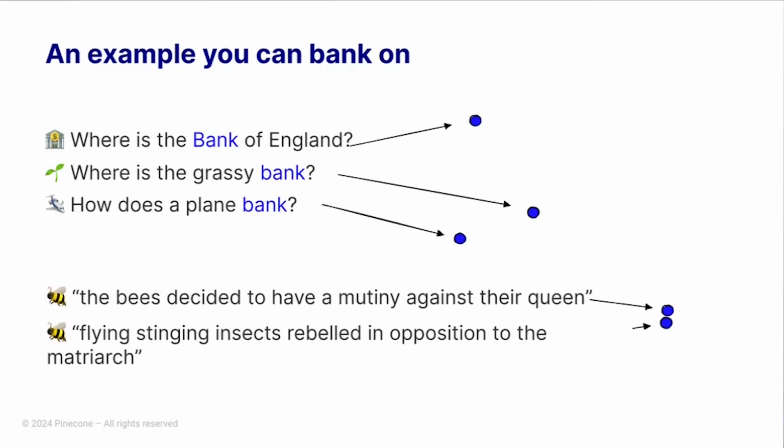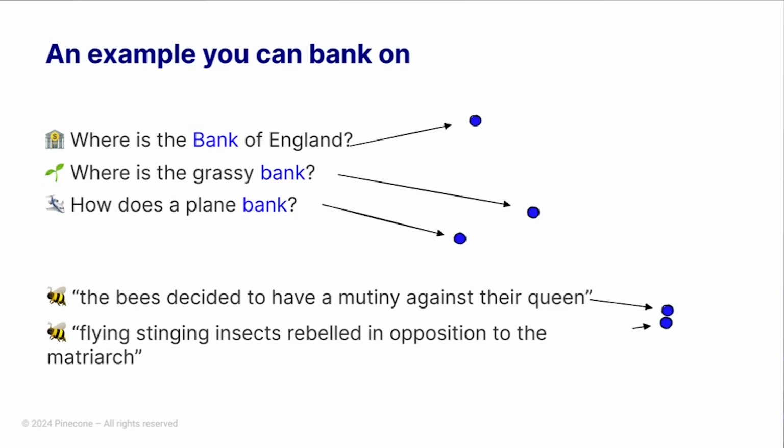You'll forgive me for the pun, but here's an example you can bank on. You can see that we have three examples here. Where is the Bank of England? Where is the grassy bank? And how does a plane bank? I've highlighted the word bank in blue 3 times. And you'll notice that even though the three queries contain the same keyword, bank, the vectors that represent their meanings, shown here as blue dots and arrows, are spaced further apart.